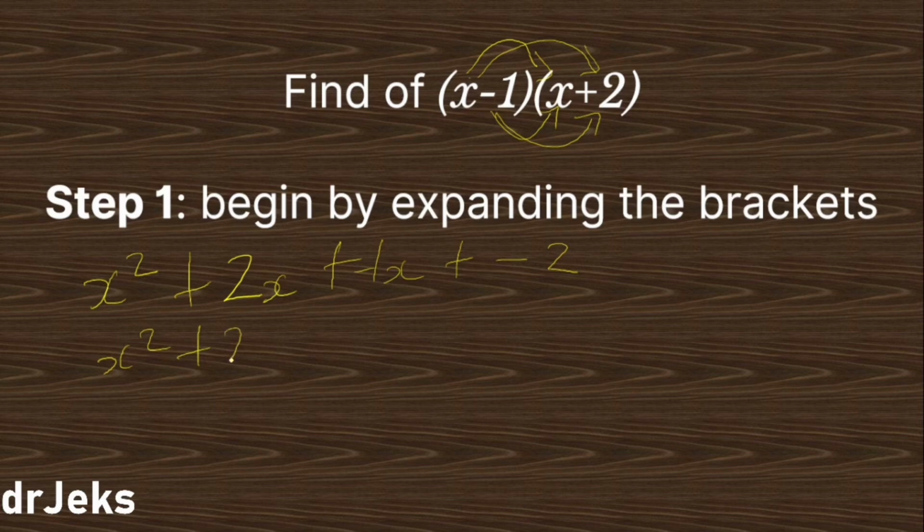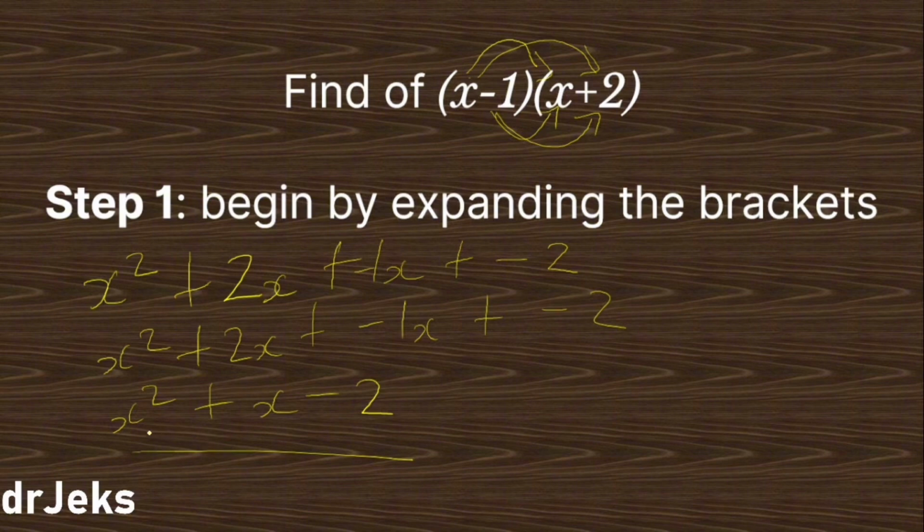Bring like terms together: x squared plus 2x plus minus 1x plus minus 2. Since there are no other terms like x squared, we'll just rewrite it like that. Then 2x minus 1x gives us positive x, and minus 2 will be just like that. So the form will be x squared plus x minus 2. Now, this is the expanded expression.